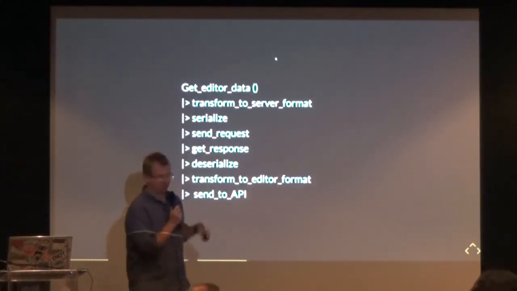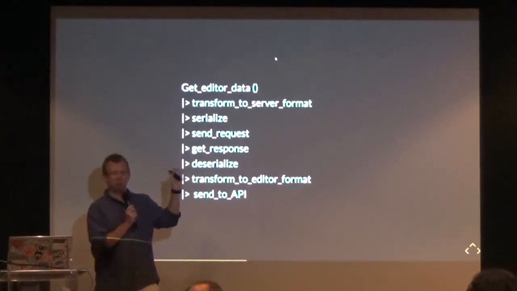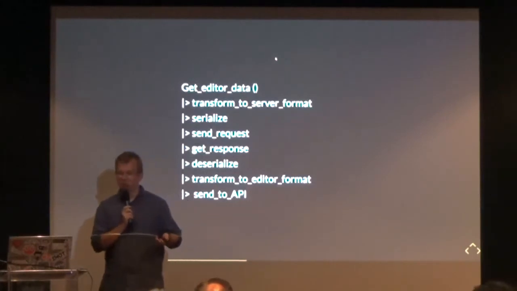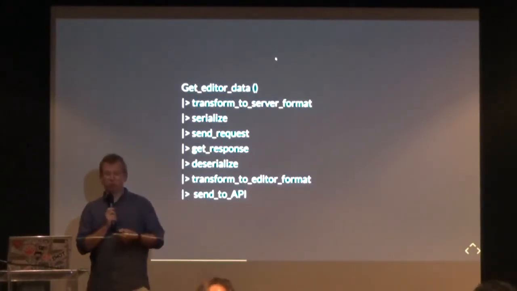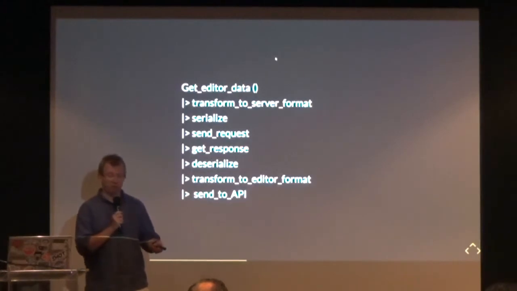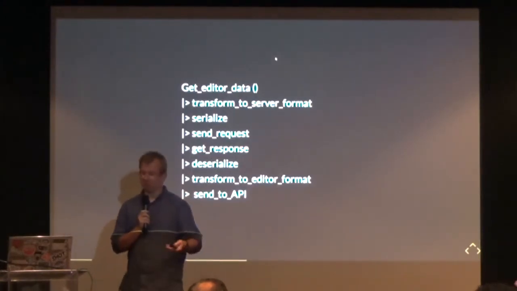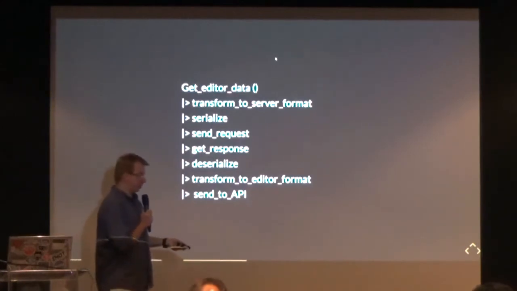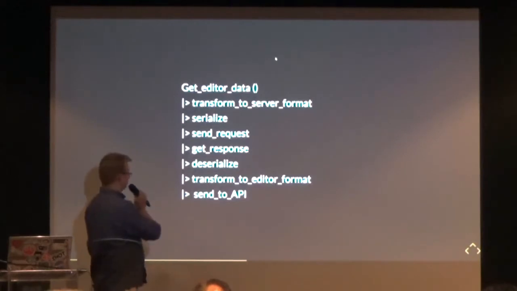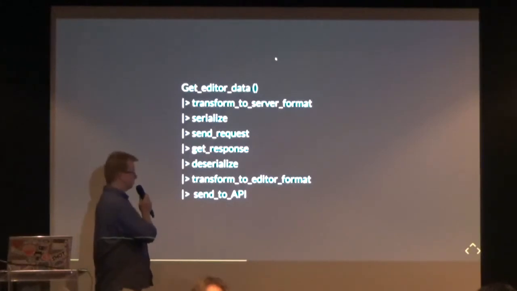So you get editor data, maybe from the current position of the cursor or the currently opened editor, opened file. You transform this data from the editor format to the server format. You serialize it, you send a request to the server, you get a response from the server, you deserialize it, transform it again, and send it to the API. So that's like a simple pipeline. We probably all have written such code somewhere. And as you know, that's a great fit for functional programming in general.